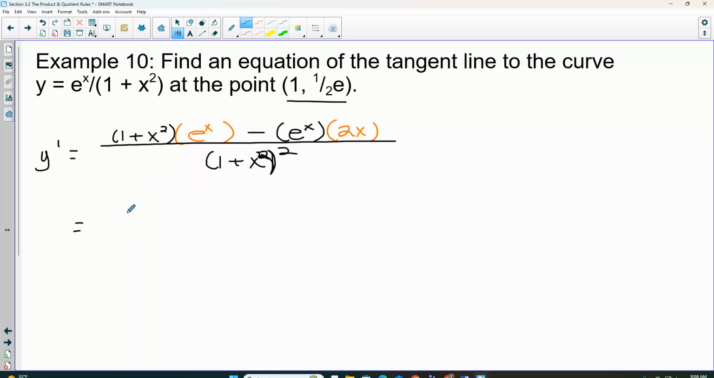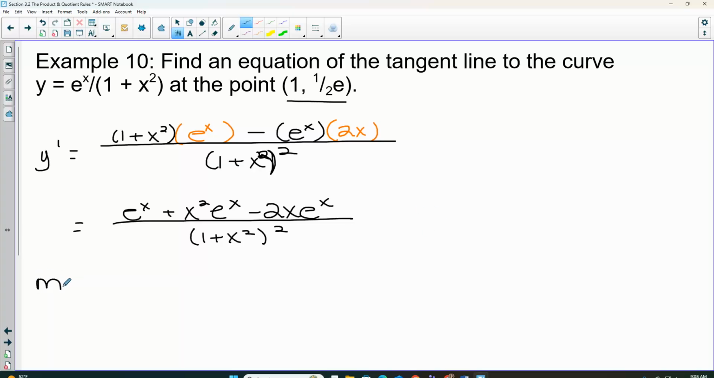If you multiply off the top, you get e to the x plus x squared e to the x minus 2x e to the x and 1 plus x squared squared. All right, there's really nothing we can do to clean that up, but remember, we're just trying to find our slope. To find our slope, what do we have to do?